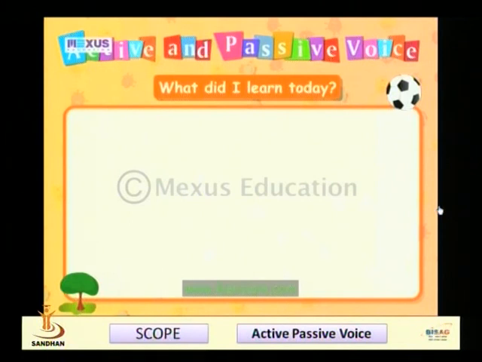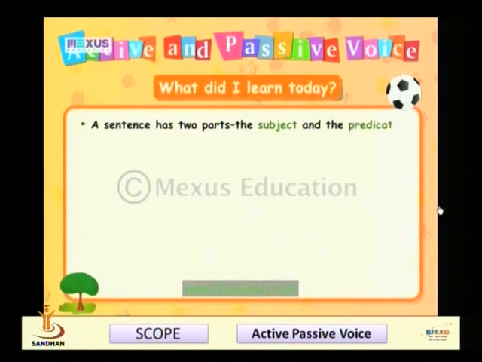Let us revise all the points you have learned in this lesson, active and passive voice. A sentence has two parts, the subject and the predicate. The predicate contains the verb and the object.